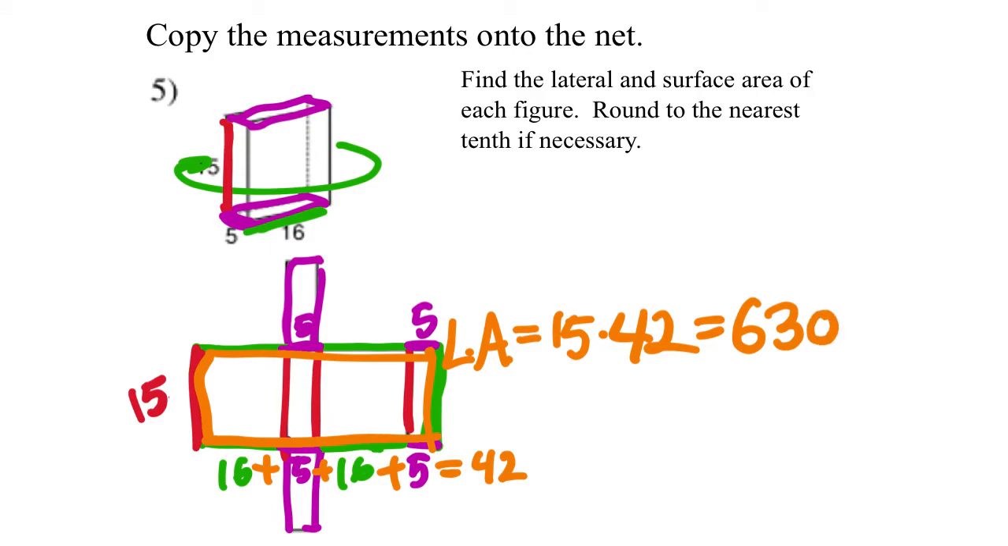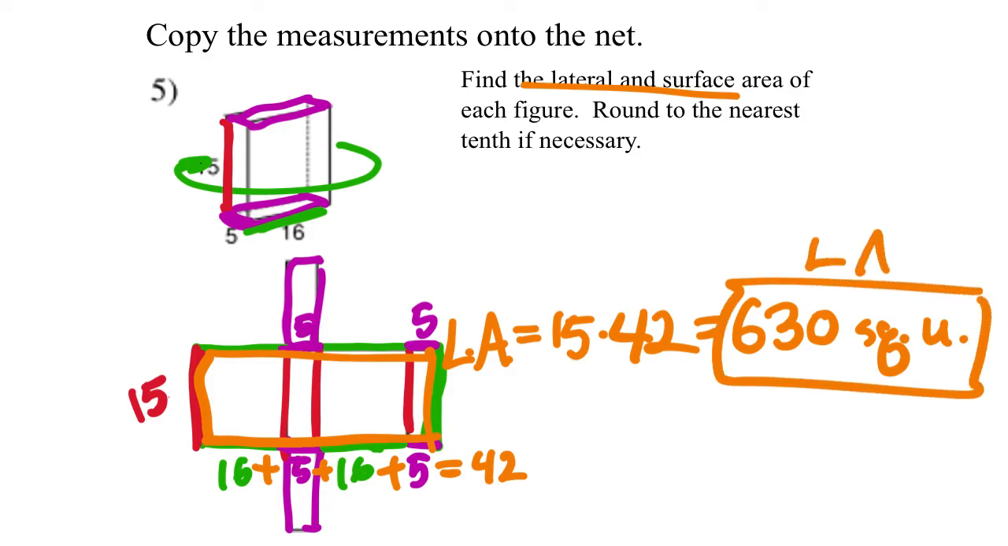I'm going to label this in square units, and since this is one of our answers, right, and we wanted the lateral and surface area, I'm going to label this. So 630 square units, that's the lateral area. Okay.